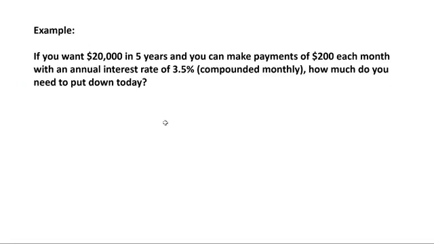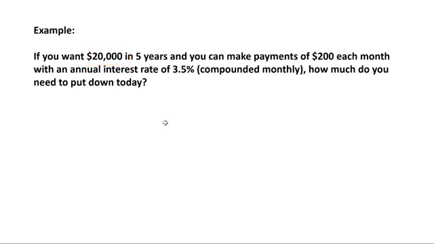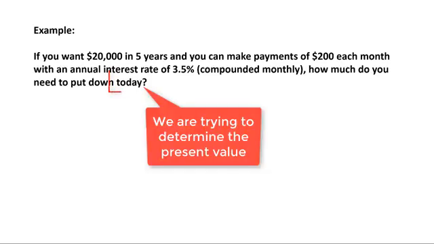If you want $20,000 in 5 years, so that's going to be a future value of positive $20,000. And if you can make payments of $200 each month, so those payments are going to be negative, with an annual interest rate of 3.5% compounded monthly, how much do you need to put down today? So we're trying to calculate how much to put down today. That's a present value. And if you're putting it into the bank, it's going to be a negative number.